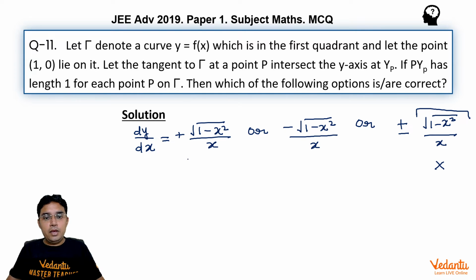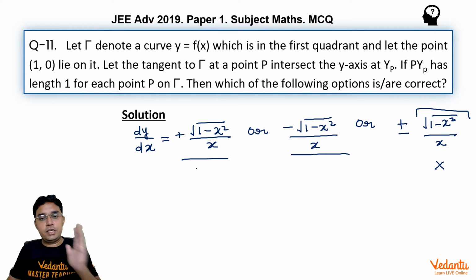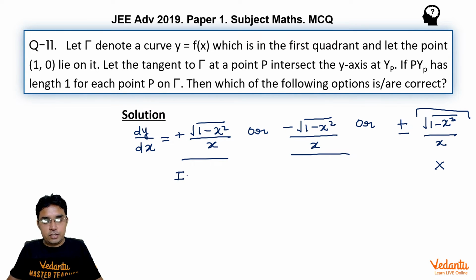Now let us see whether we should take the first one or the second one. This first one says dy upon dx will be always positive, so it says that the function will be increasing. The second one says it will be decreasing.